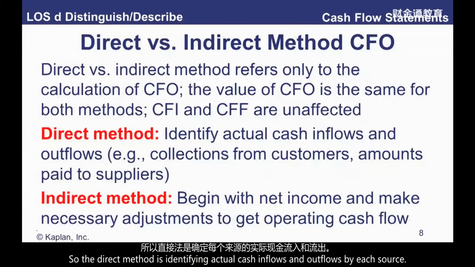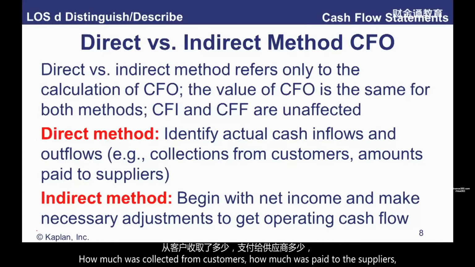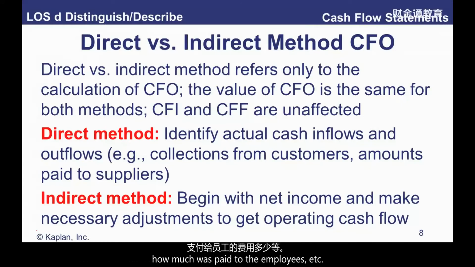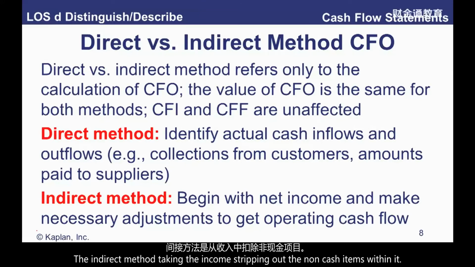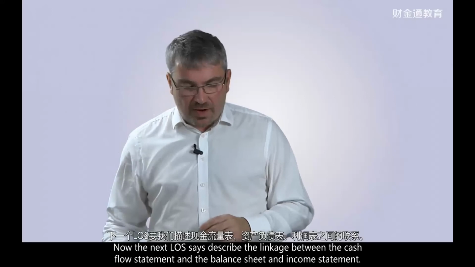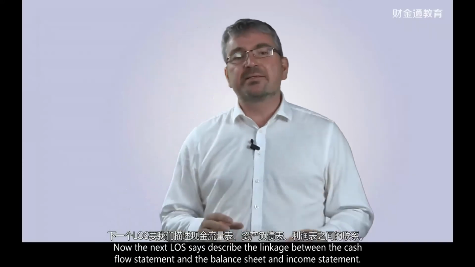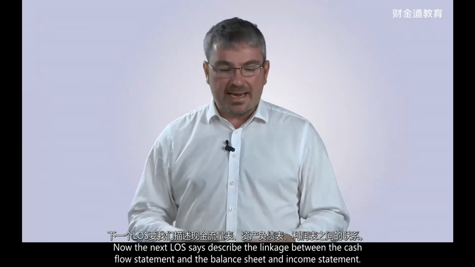So the direct method is identifying actual cash inflows and outflows by each source. How much was collected from customers, how much was paid to suppliers, how much was paid to employees, etc. The indirect method, taking net income, stripping out the non-cash items within it. Now our next LOS says describe the linkage between the cash flow statement and the balance sheet and income statement.